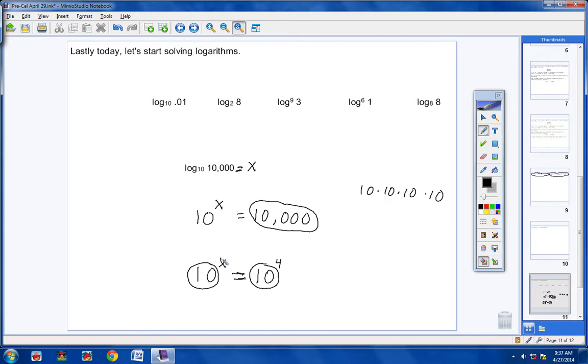Well, x has to be 4. This has to be a 4 right here. 10 to the 4th power equals 10 to the 4th power. So your answer is 4. X equals 4. So do you see what the key is? Please listen to me, men. It's easy to write the expression equal to x. That's easy. It's easy to write the expression exponentially. That's easy. What becomes difficult is writing both sides so that they have the same base.